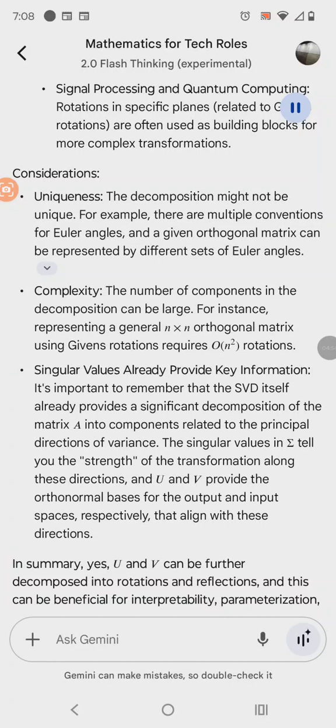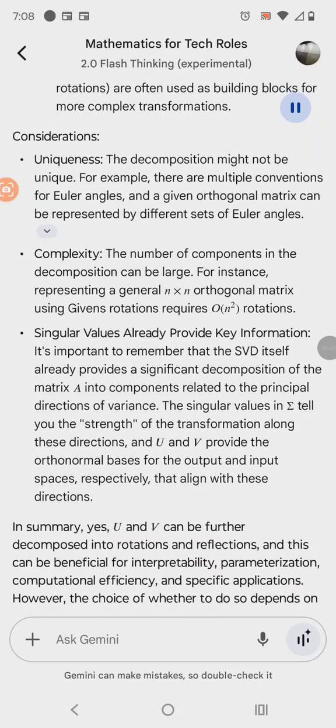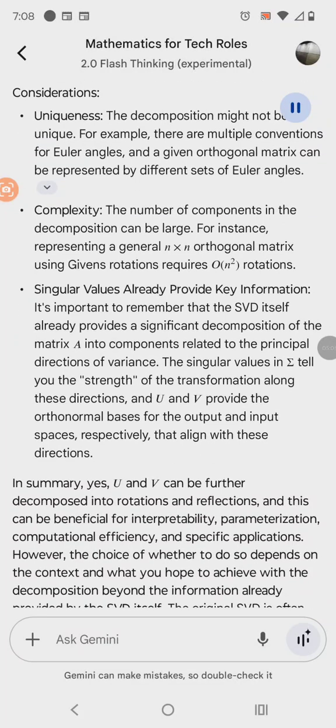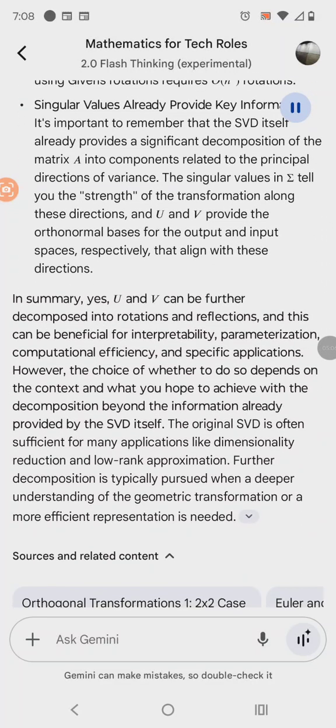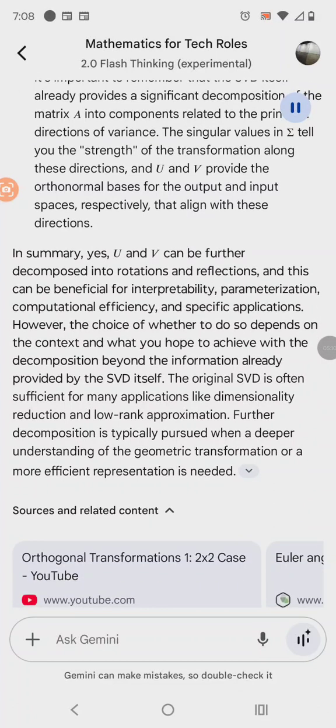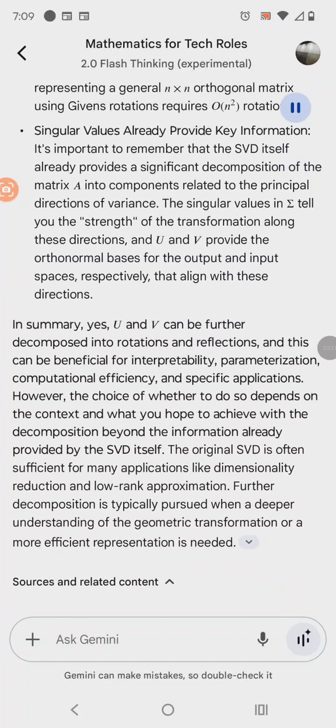Singular values already provide key information. It's important to remember that the SVD itself already provides a significant decomposition of the matrix A into components related to the principal directions of variance. The singular values in Sigma tell you the strength of the transformation along these directions, and U and V provide the orthonormal basis. There you go.